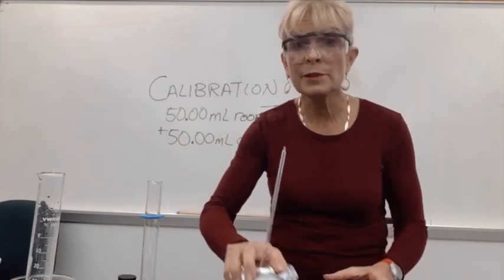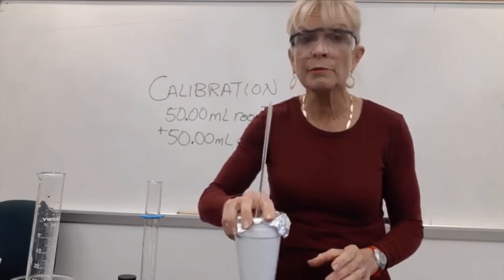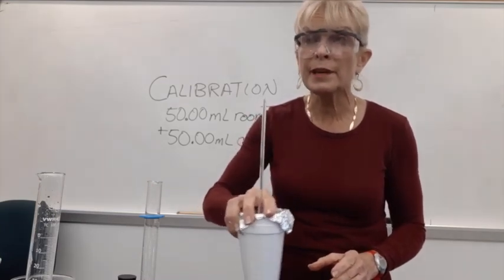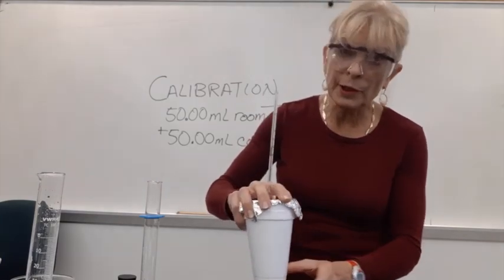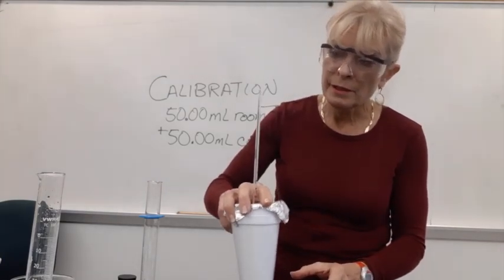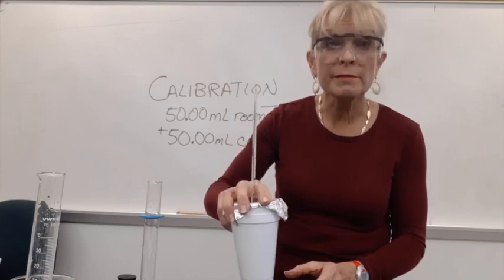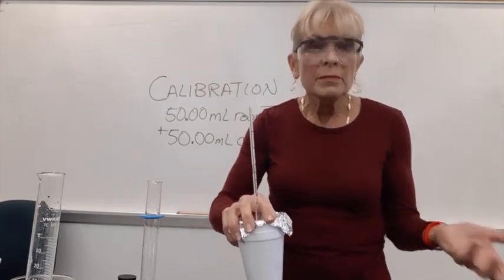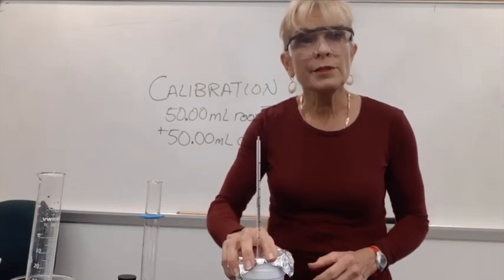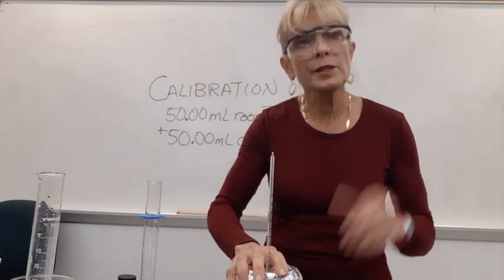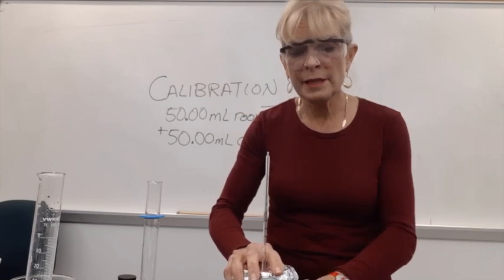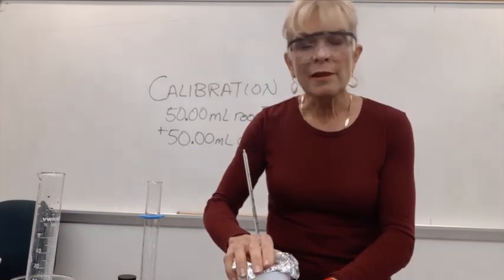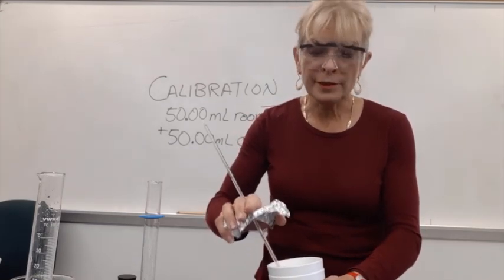Now, we don't take a temperature reading right away. We wait 30 seconds, then we take a reading, continuously swirling as we're waiting for the 30 seconds. And then we take temperature readings every 30 seconds or so for about 5 minutes. You will see with the calibration that the temperature levels off rather quickly to get the final temperature.